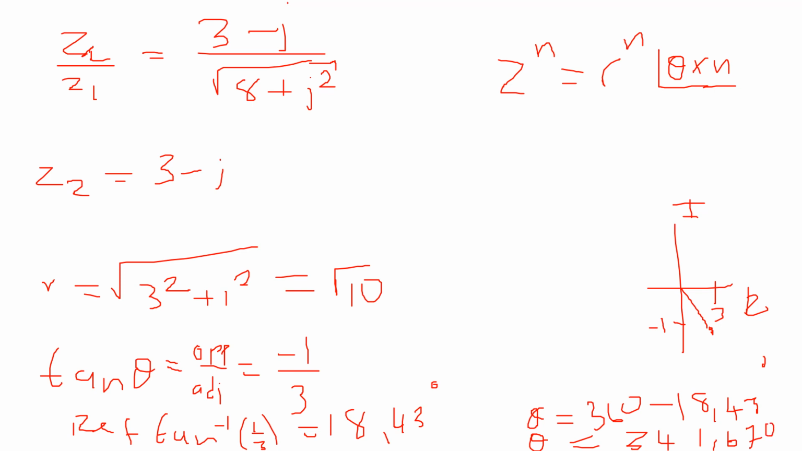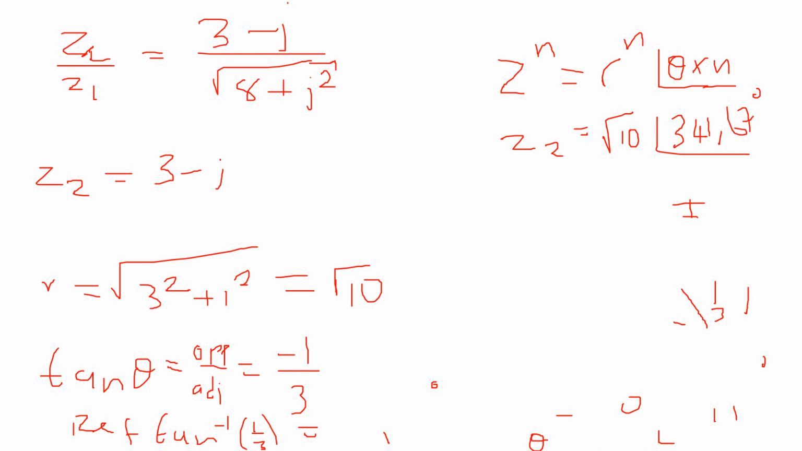Okay, so that means now we have simplified our z2. So z2 is actually equal to the resultant, square root of 10, with an angle of 341.67 degrees. Okay, so now secondly, we can simplify z1.